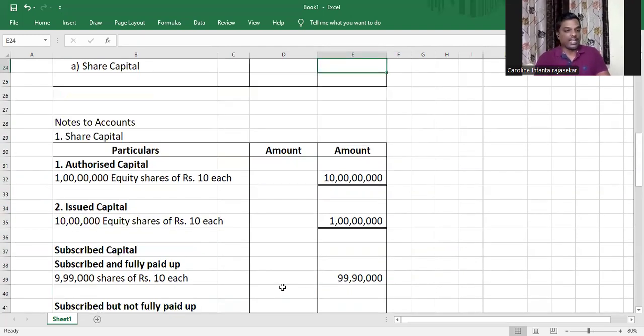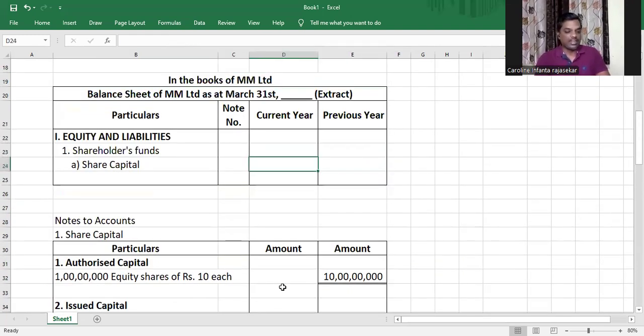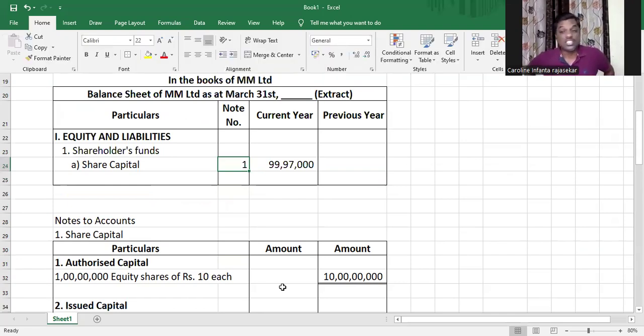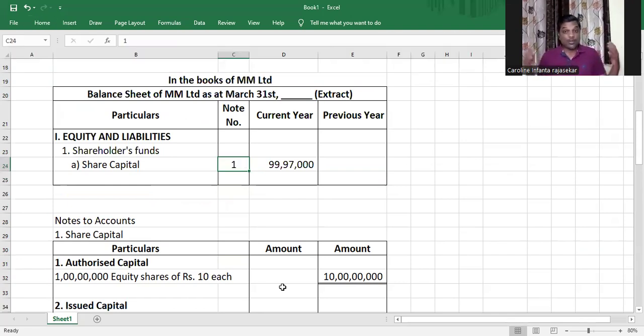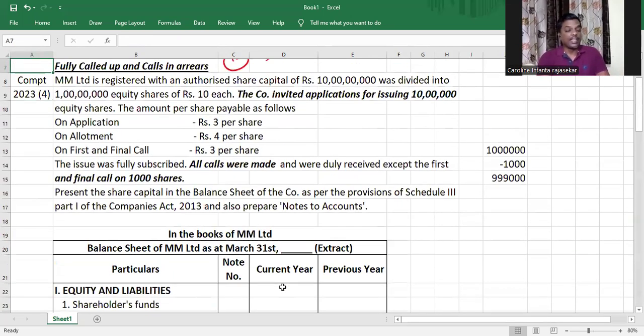I'll take this 99,97,000 and write it on the face of the balance sheet, under the column current year, against share capital. And with this, I've got myself 4 marks, my dear children. It's as simple as that. You take information from the question and you just prepare this balance sheet and schedule, and you're done.